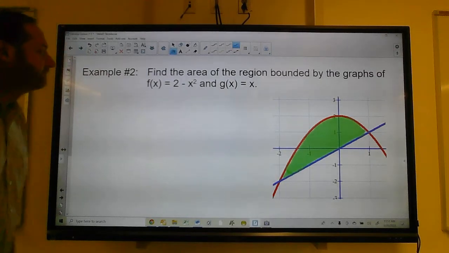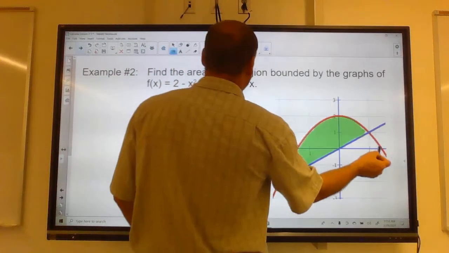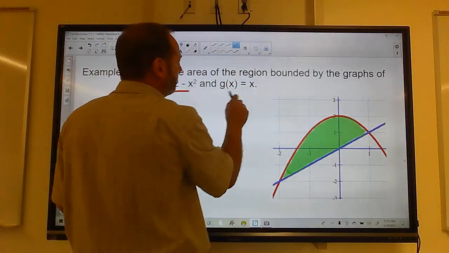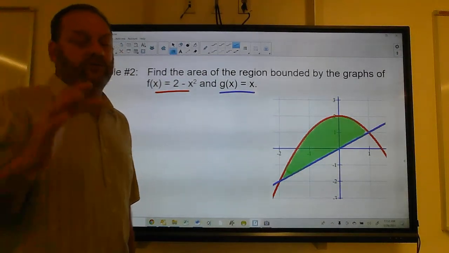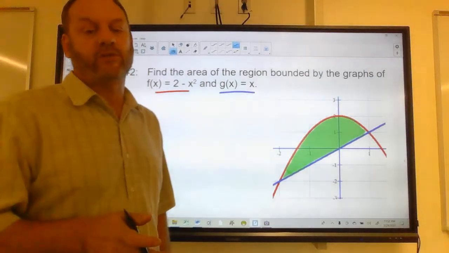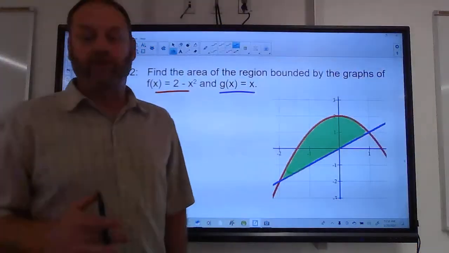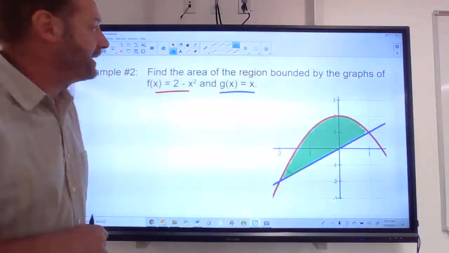Let's look at this one. Find the area of the region bounded by the graphs of f(x) = 2 - x², that would be this red curve right here, and g(x) = x, which is the blue line. This is not real hard to do. You had an example very similar to this. Go ahead and put this on pause, figure this out for yourself, then jump back on here and compare it to what we get. So pause your video now.